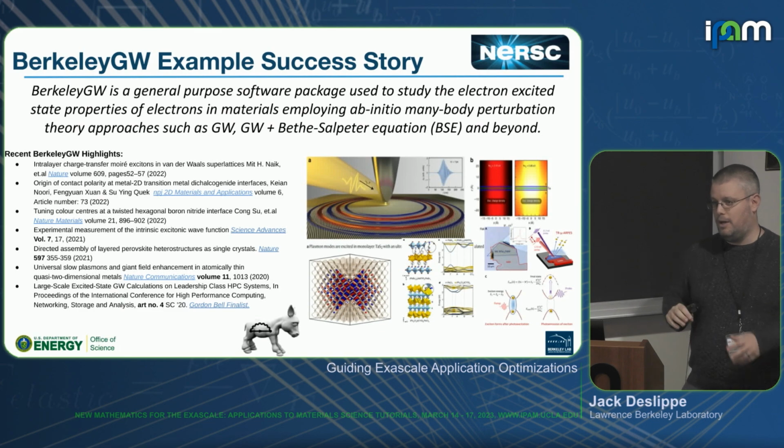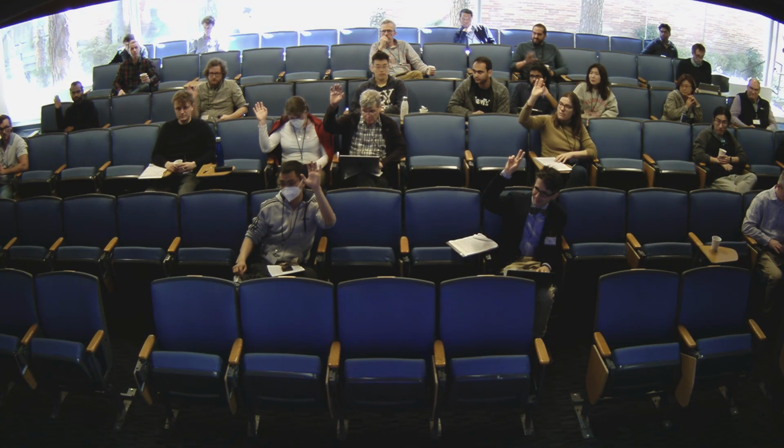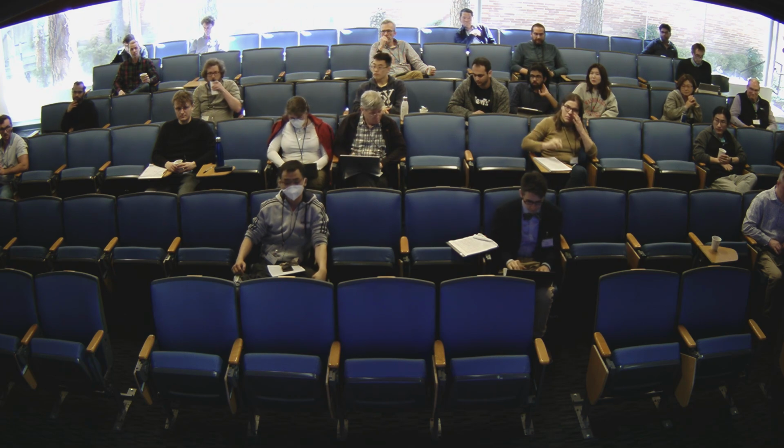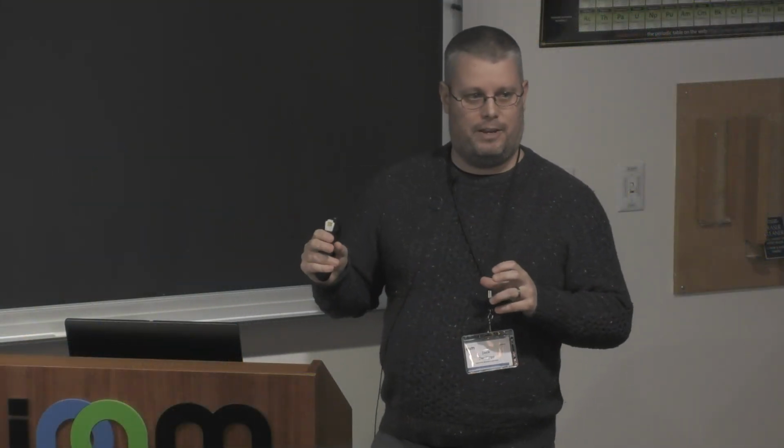How many people know what the GW method is? Does everybody know? So maybe about half the room. GW is a many-body perturbation theory method based on the Green's function approach. That's what the G stands for. It turns out W actually just stands for W.